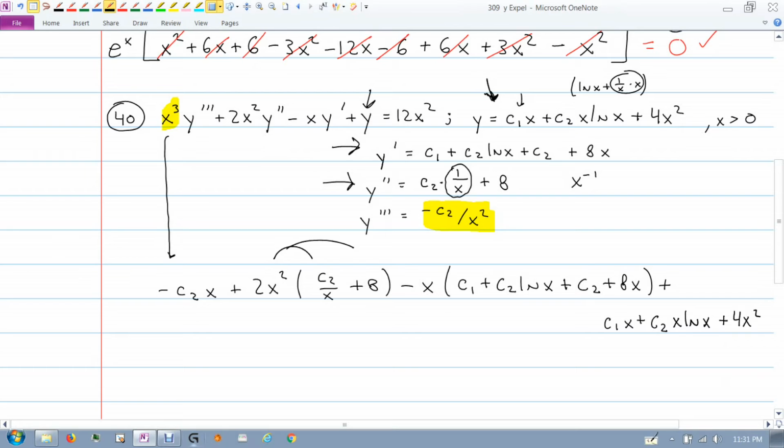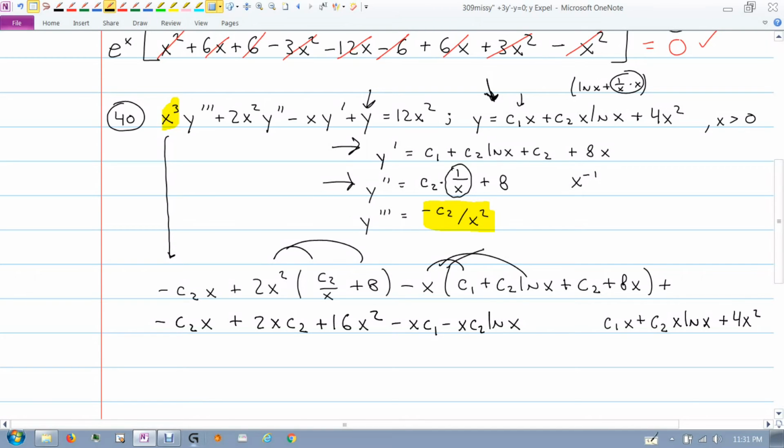Alright, when I distribute here and here, I get 2x c sub 2 plus 16x squared. I have a minus c sub 2x out front. When I distribute here, I get minus x c sub 1 minus x c sub 2 ln x. That's that one, and then this one is minus x c sub 2, and then this one here is plus 8x squared, and then plus the rest of that stuff that was down there. Oh my.